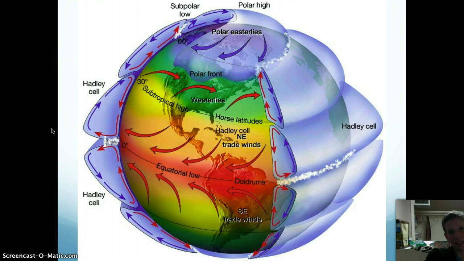Last important point that you need to know for the quiz is why hot air rises. And I know you gave me really good definitions or descriptions of why hot air rises, but I want you to really remember the basic point that hot air rises because it is less dense. Cold air is more dense and sinks. Hot air is less dense and rises.